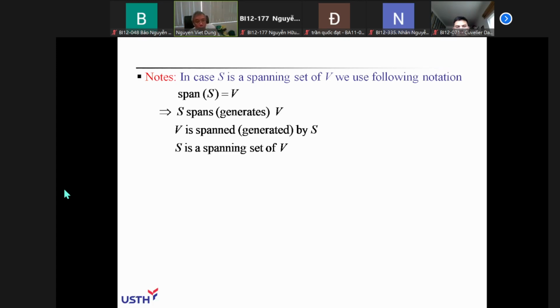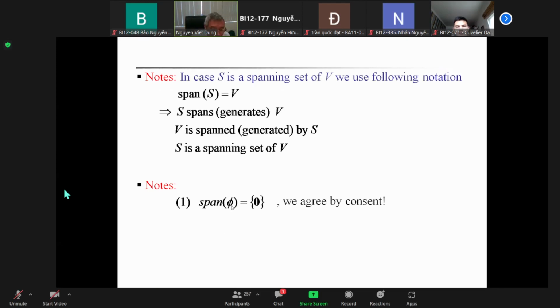So the notion of a spanning set is a very important thing. We are going to use it after the break. And here are some remarks. The first one, we accept that the span of the empty set is the zero vector.